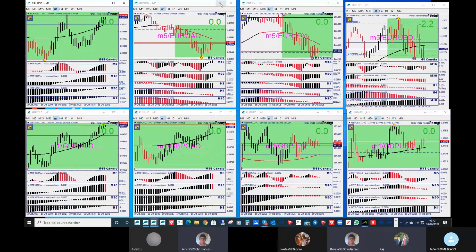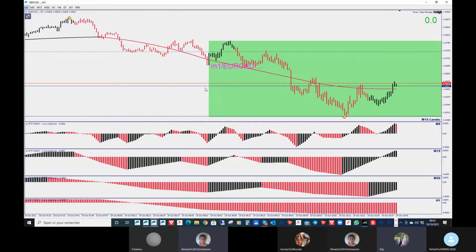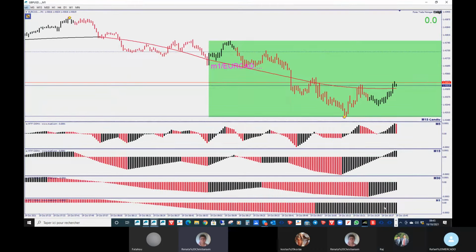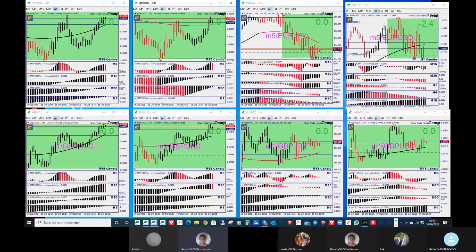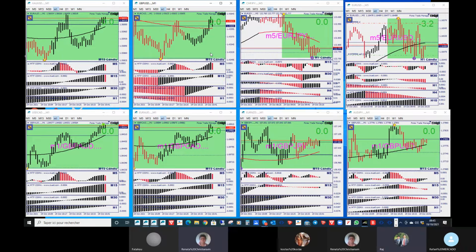The EuroCAD, I didn't look at the EuroCAD, but it should be the same as the pound CAD. The H1 is flipping, it's changing colors. So I would have taken that entry because the H1 is going back and forth. But that's an aggressive entry for me. I wouldn't recommend it, unless you have an iron stomach.